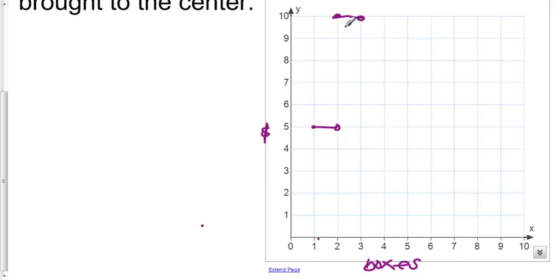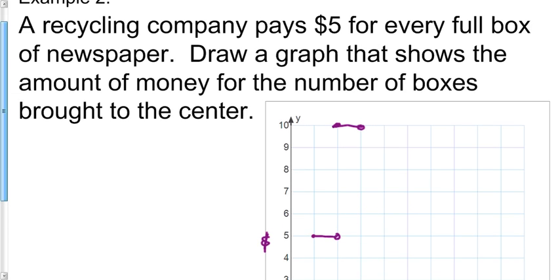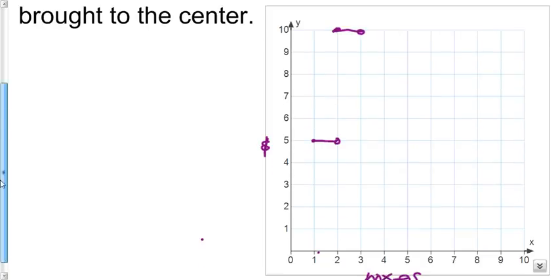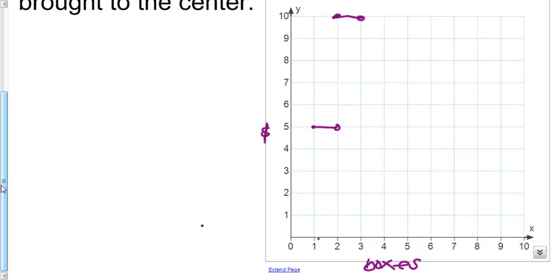I didn't really make my graph appropriately here. I'd probably want to go by 5s on my y scale since I'm getting paid $5 for every full box of newspaper. You can kind of imagine what the graph would look like. From 1 to 2 boxes, I get $5. From 2 to 3, I get $10. From 3 to 4, I get $15. From 4 to 5, I get $20, and so forth. And you get this step function. But the steps are spaced quite a bit farther apart here.